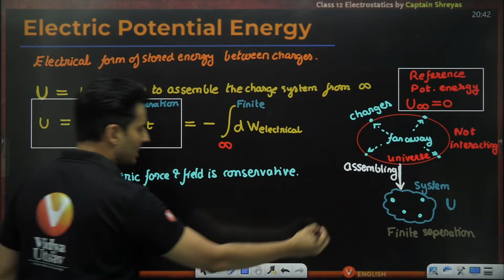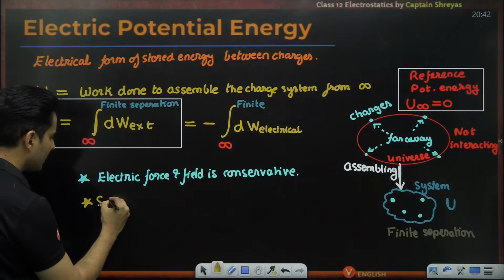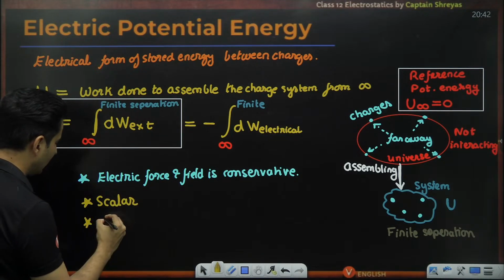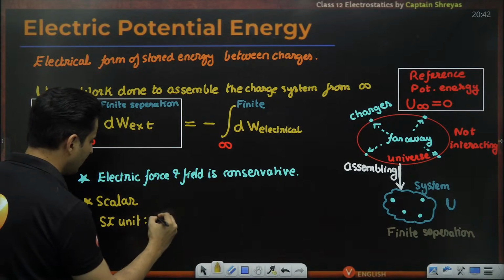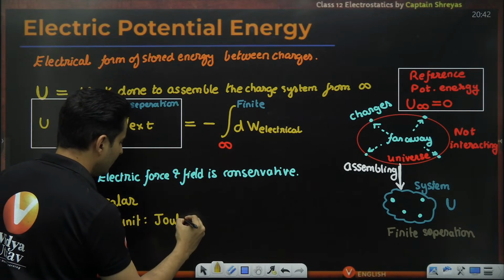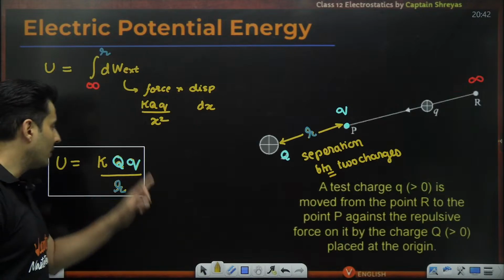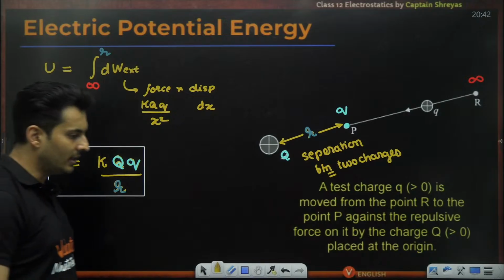Remember that potential energy obviously is a scalar quantity, and also the units are the same as that of work. So the SI unit of potential energy is joule and the CGS unit is ergs. So this answer, whatever you get, will be in joules. It is a purely scalar quantity.